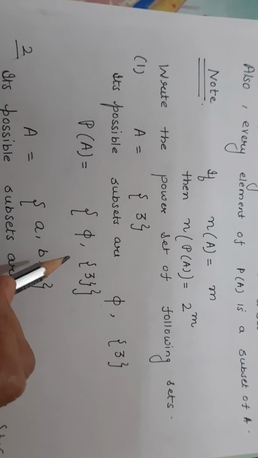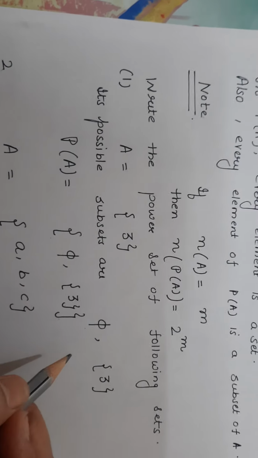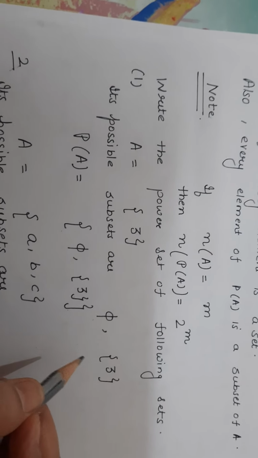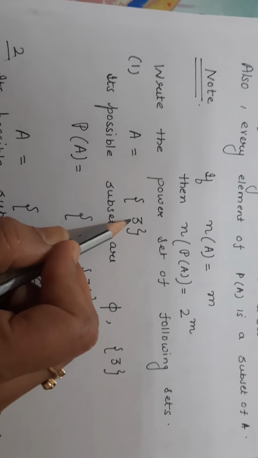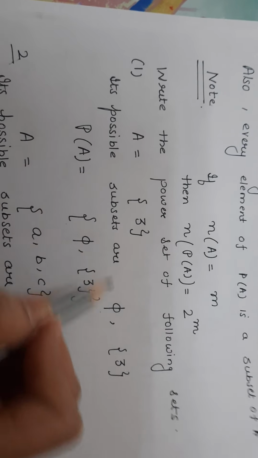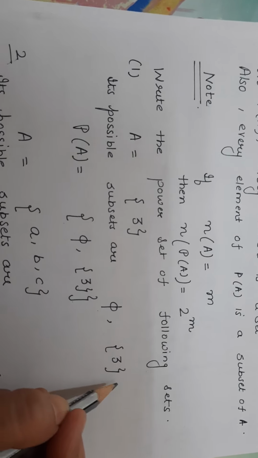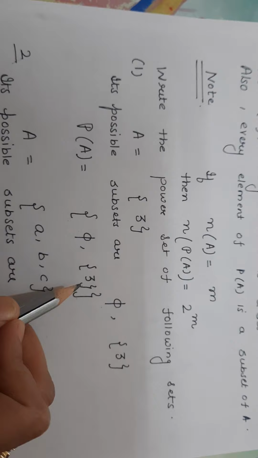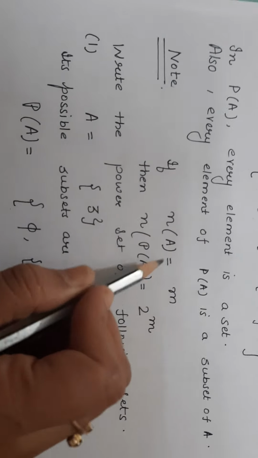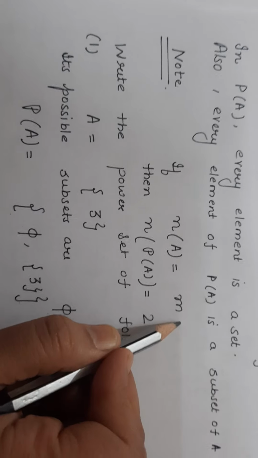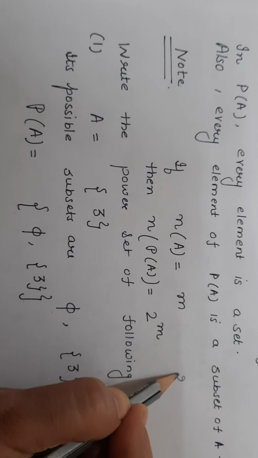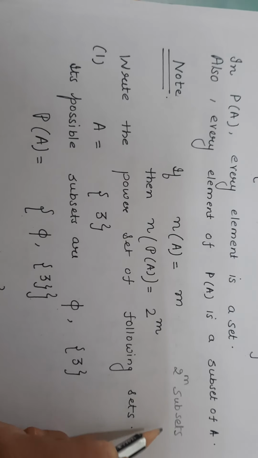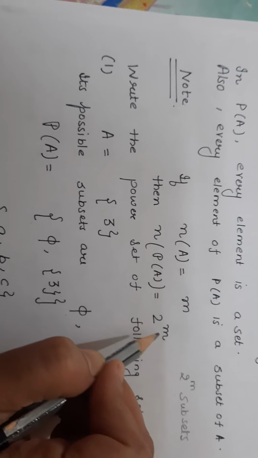Just like in the previous question we have done, if a set has n elements, then it will have 2 raised to the power n subsets. Same here. Now here the set A has one element, so it will have 2 raised to the power 1, that means 2 subsets. So the number of elements in the power set of A will also be equal to 2 raised to the power n. Just look here, I have written: if the number of elements in A is m, it will have 2 raised to the power m subsets. So the number of elements in the power set of A is also equal to 2 raised to the power m.